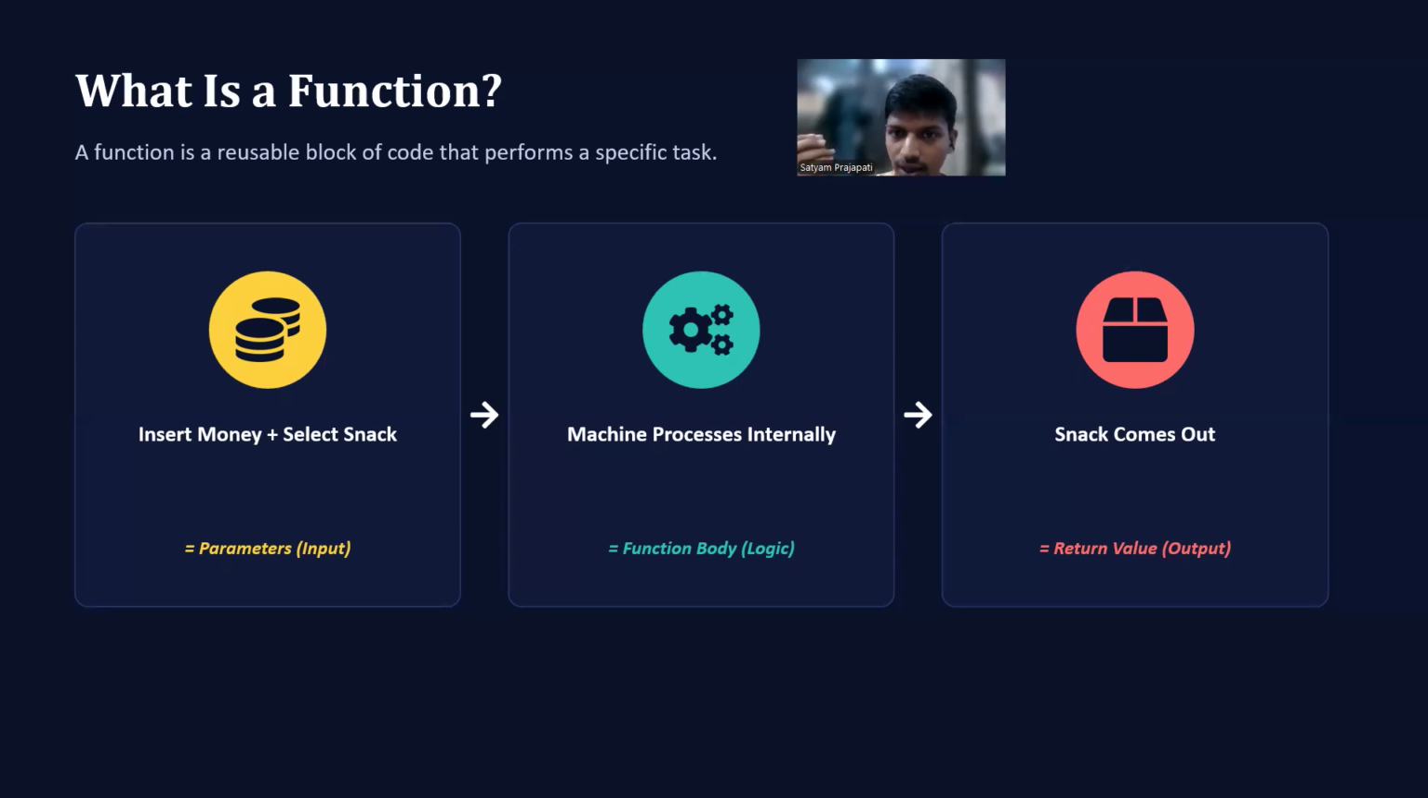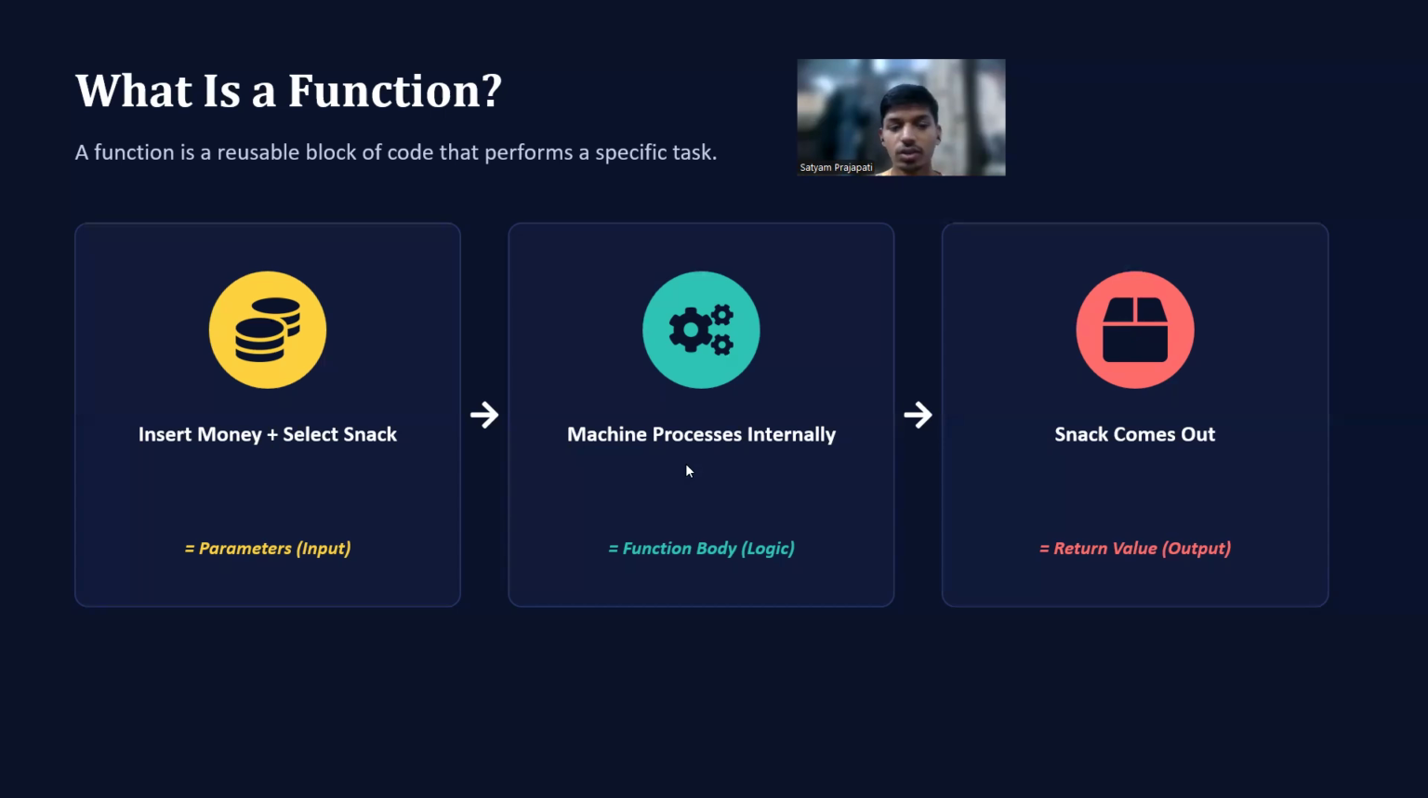You put some money and select the snacks, and that's the input, and the input is called parameters. A parameter is like you are giving something specific which you want. Then the machine processes internally, like the function body. In that block, it writes the logic that you need. And the snacks come out, the output, and this is the return value in a function.